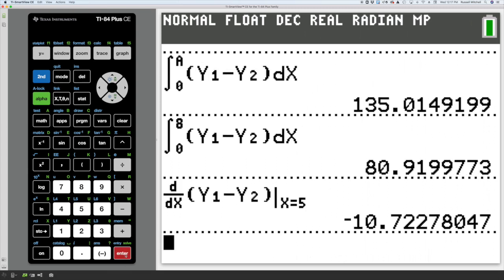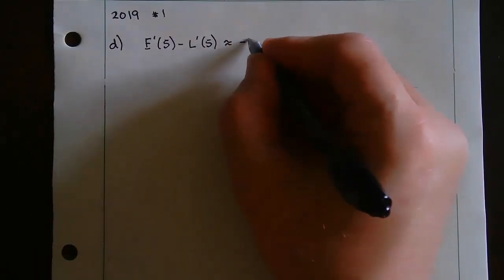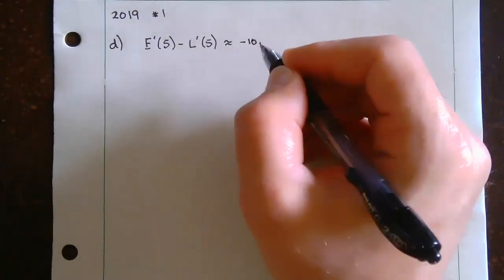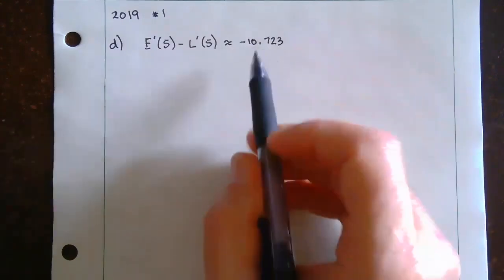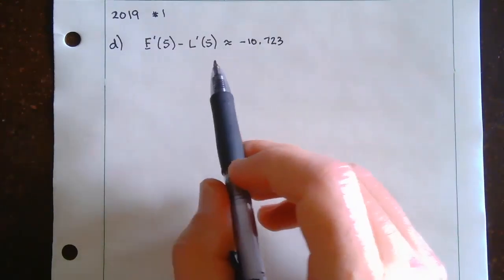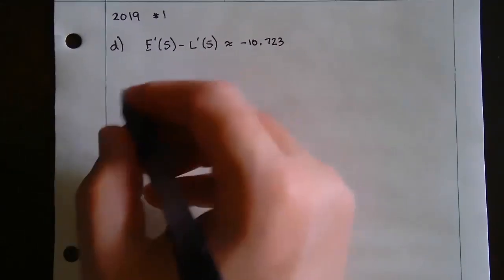And so we get negative 10.723. Okay, so let's go back and record this, and then I'll explain the meaning of it. So this value, when we calculate on the calculator, gave us negative 10.723. So that's negative, right? That means that it's decreasing. So the rate of change in the number of fish in the lake is decreasing at time t equals 5. All right.